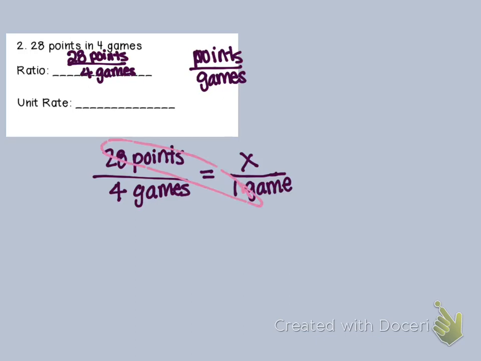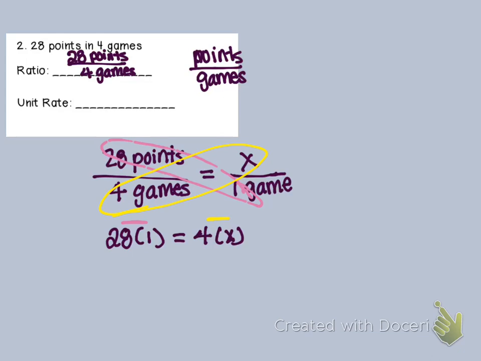These are diagonals. And then I grab my other numbers and those are diagonals. And so then I have 28 times 1 game equals 4 times x. So these are the pinks right here. These are the pink numbers, and these were the yellow numbers.